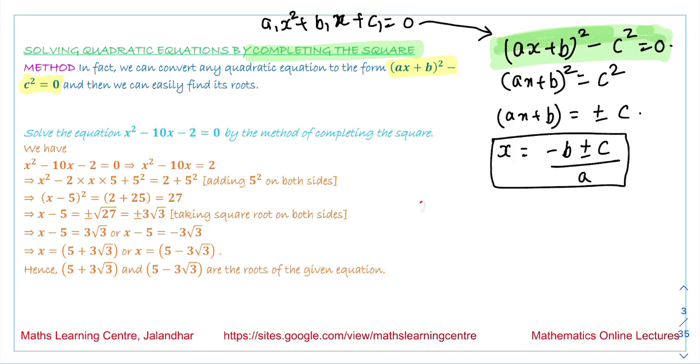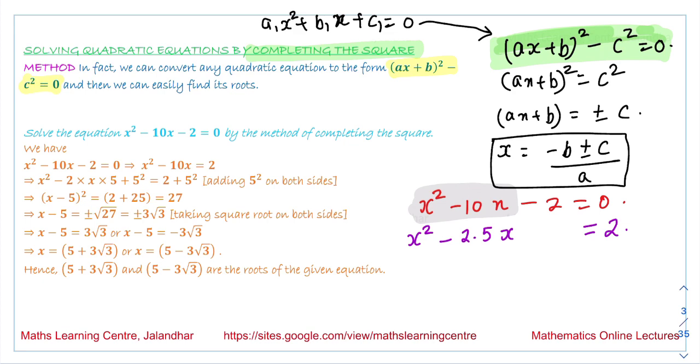So the first equation we have is x square minus 10x minus 2 is equal to 0. Now what we want to do is write this term as a whole square. Writing this term as a whole square means I am comparing it with x square minus 2 into 5x. This is equal to 2. This constant term we have shifted to the other side.